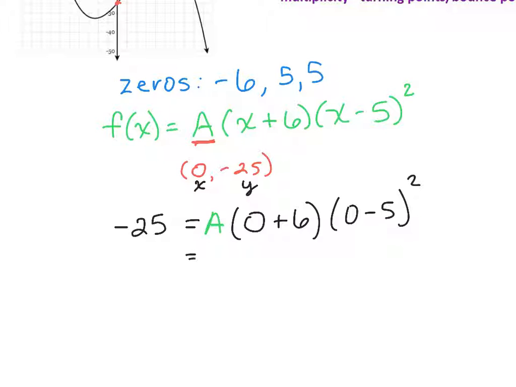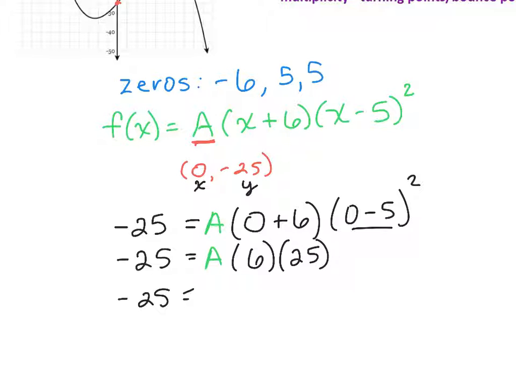We're going to simplify. So I still have the -25. I still have the a. On the right side, I have 6 times -5, right? 0 minus 5 is -5, squared is a +25. So let me keep simplifying here. -25 equals a times 6 times 25, which is 150. So I'm going to divide both sides by 150.